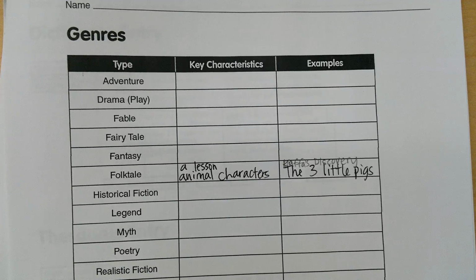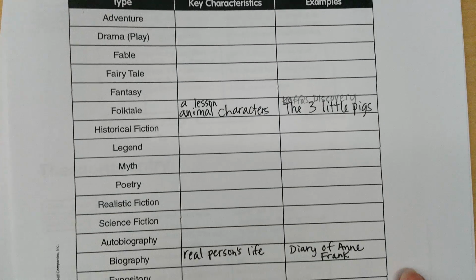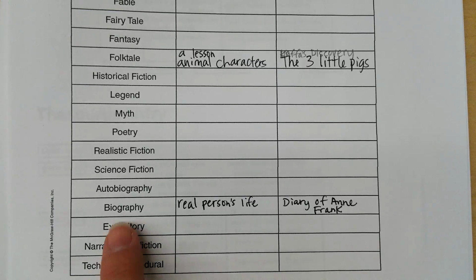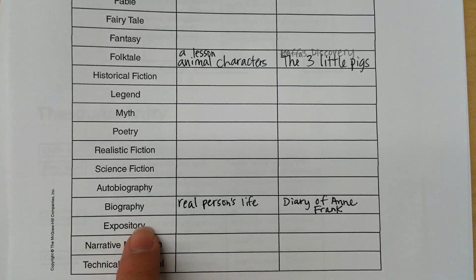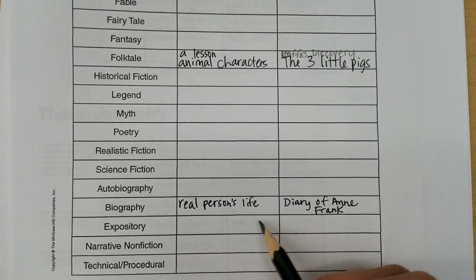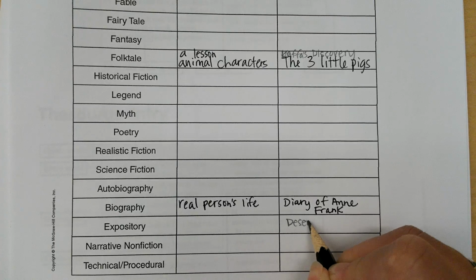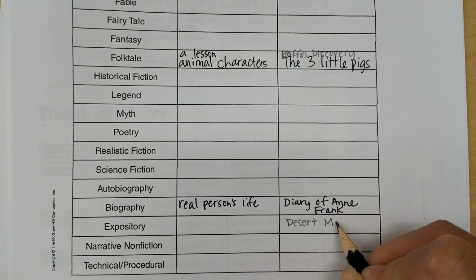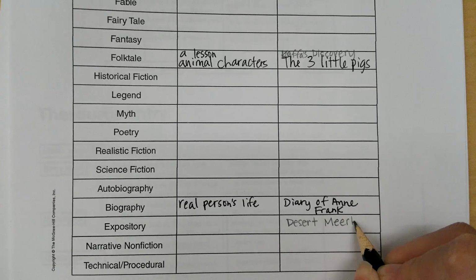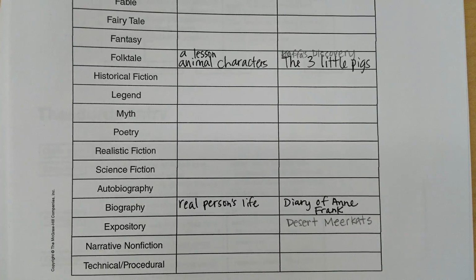And then today, we're going to add desert meerkats to the chart. Desert meerkats is an example of an expository text. Expository means information. So if you go down below, right below biography, expository is an example of desert meerkats.